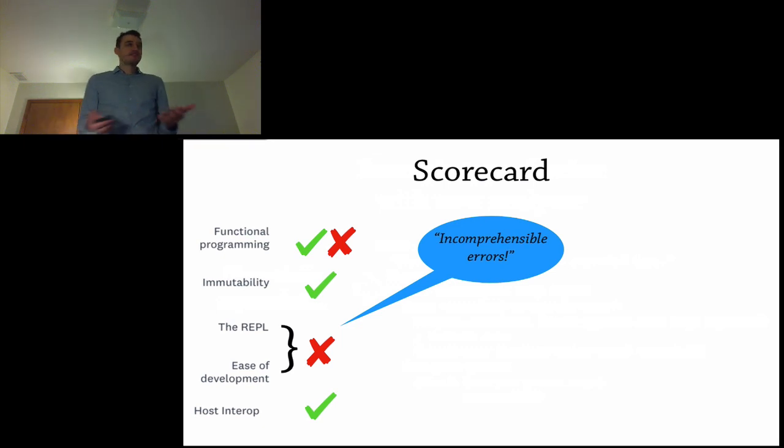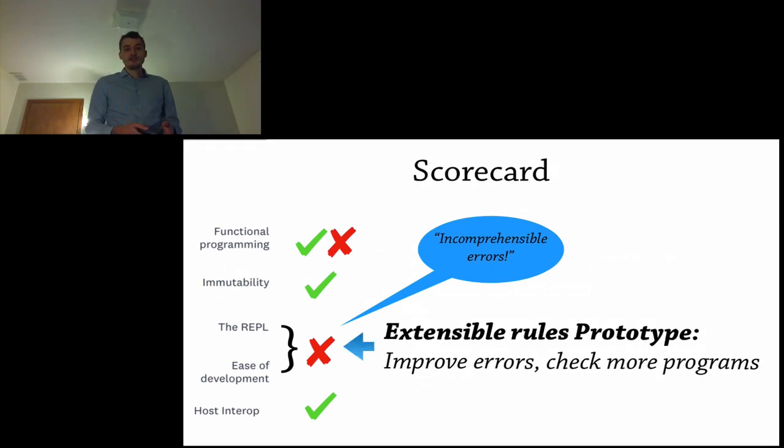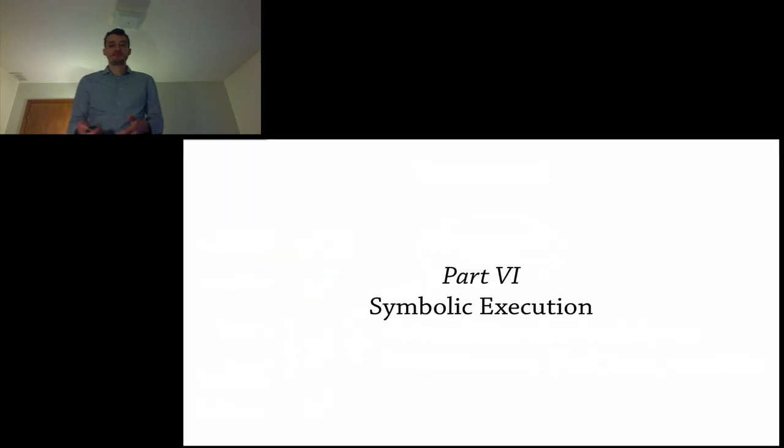So the problem was that there were incomprehensible errors in macros, and there's this existing technique of extensible type systems, extensible typing rules, to add more precise type checking to macros. So based on my experience with extensible rules, I think it's very practical to extend Typed Clojure to type check macros based on these rules, and using that technique we can improve errors and we can again check more programs.